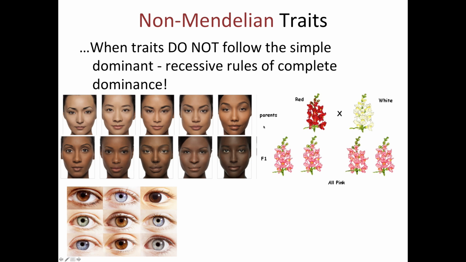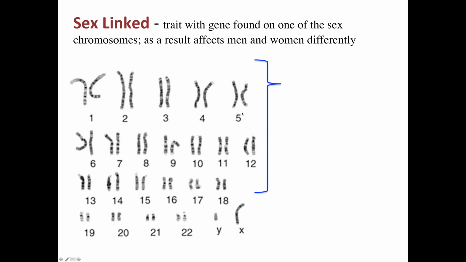So there's other rules besides just basic dominant recessive, and anything that works in any way different is called a non-Mendelian trait, since Mendel discovered the basic rules. We call those Mendel's dominant and recessive. So the first we're going to look at is considered sex-linked. And sex-linked is anything that is found on the sex chromosomes and therefore will affect men and women differently.